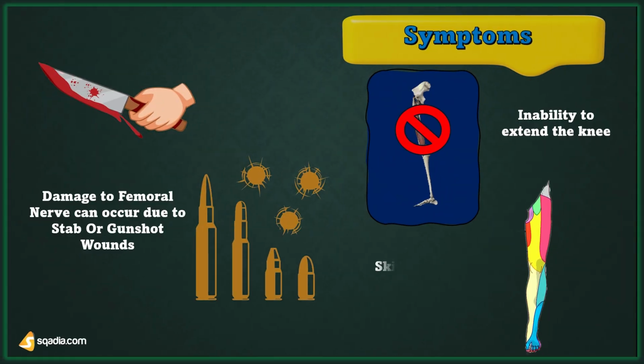Skin sensation is lost over the anterior and medial sides of the thigh, over the medial side of the lower part of the leg, and along the medial border of the foot as far as the ball of the big toe. The saphenous nerve normally supplies this area.